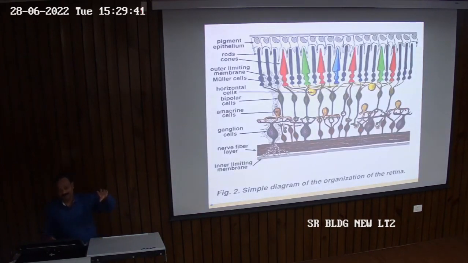So this is the structure. The most upper layer is the pigment epithelium. Separation from that, the rest of the layers is known as retinal detachment. The rest of all the layers are neurosensory layers, and that is the pigment epithelium layer. When the neurosensory layer gets separated from the pigment epithelium layer, that is known as retinal detachment.